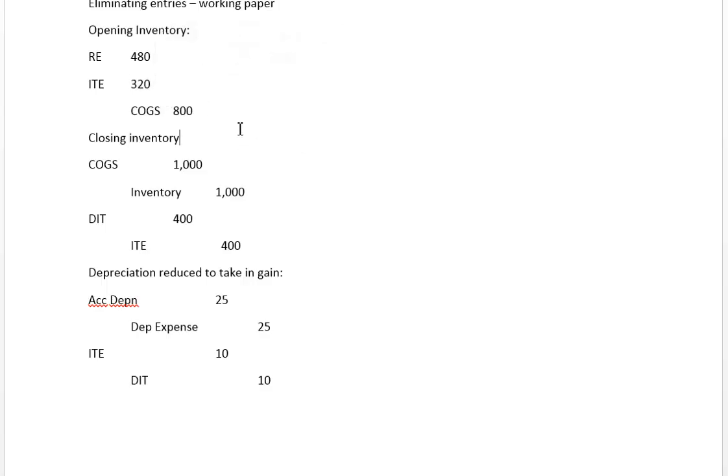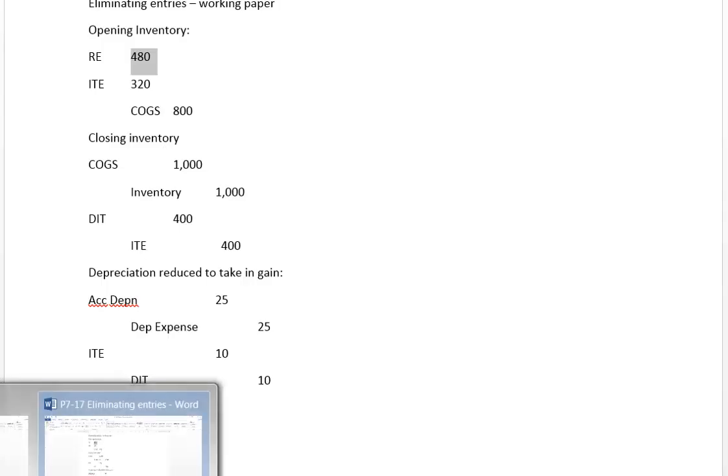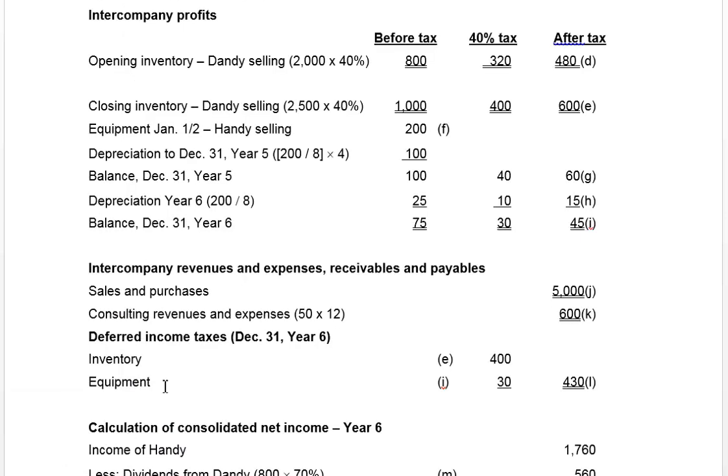So we would make a working paper entry to reduce the cost of goods sold by $800, I should say. Book 40% income tax and adjust downward our opening balance of retained earnings, okay, because that's when the sub would have booked the profit, but we want to shift that profit so that it hits our ending retained earnings for year 6 on the consolidation side. So that's our adjustment.